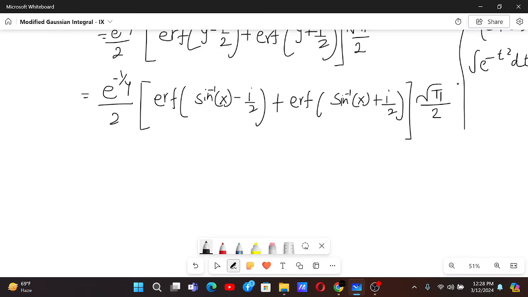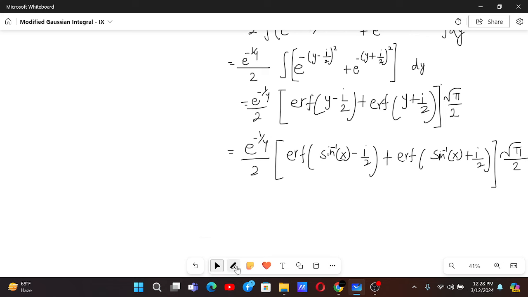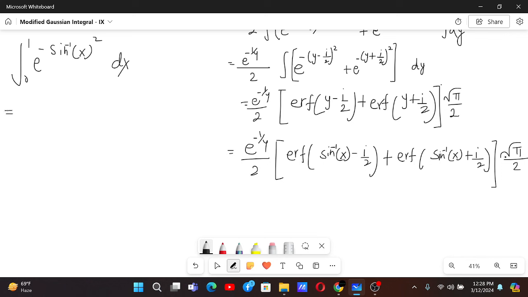And this is from 0 to 1. Now if you have to find out the definite integral from 0 to 1 of e to the power minus sine inverse x whole square dx. Now if we evaluate this from 0 to 1, what do we get? It would have been better if I write over here. So now we have root pi e to the power minus 1 by 4 by 4.